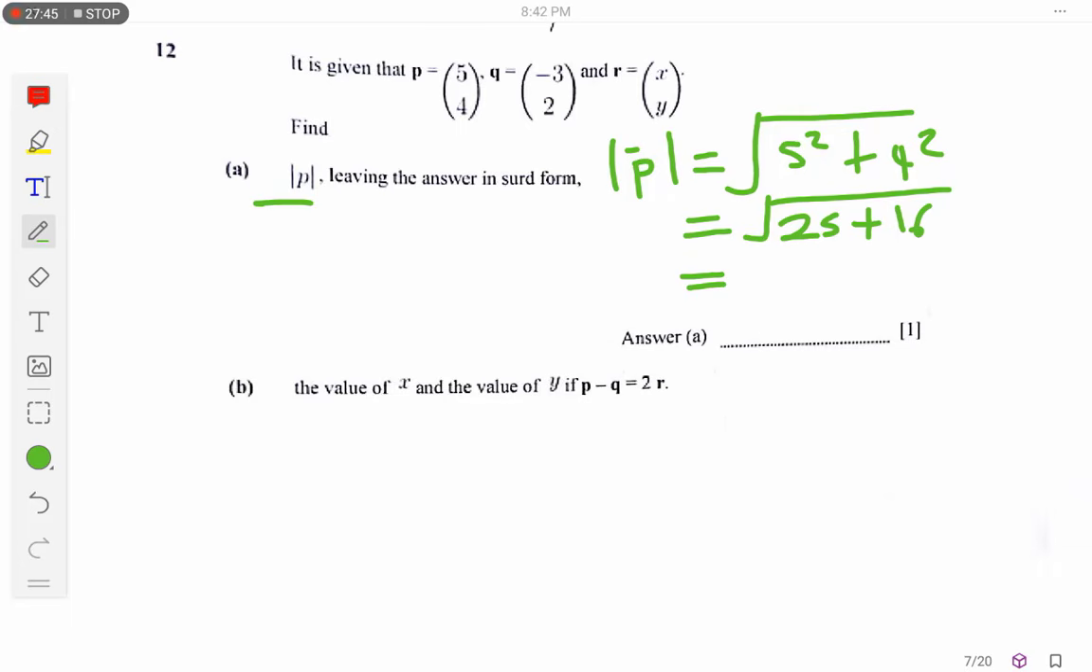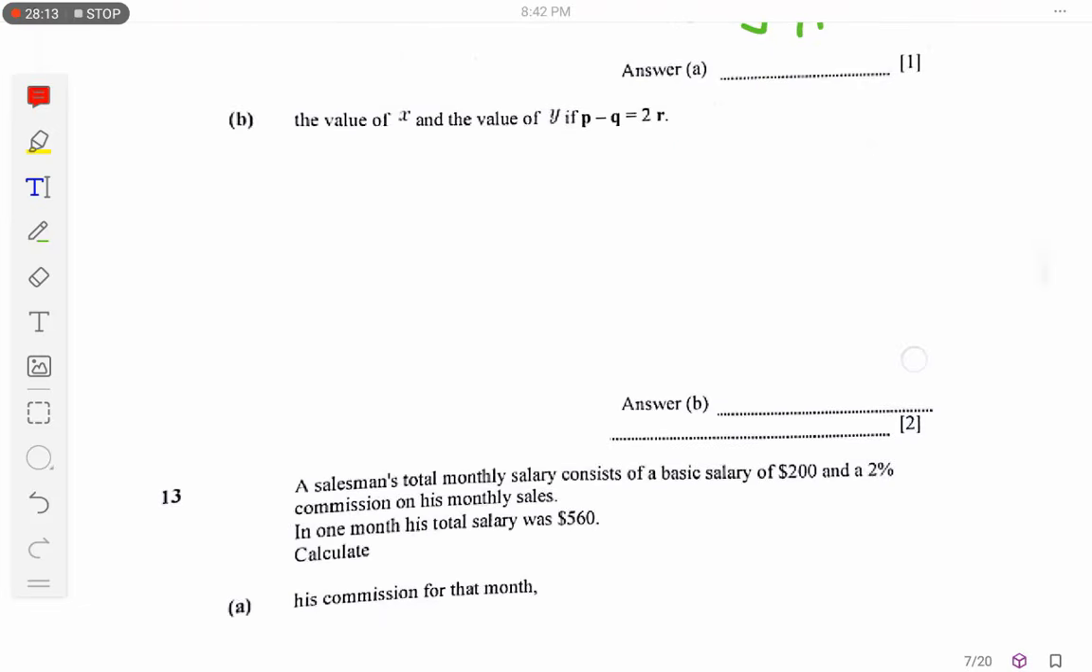So this is going to be equal to 16 plus 25. If we add 16 plus 25, we get 41. So this is going to be the square root of 41. Do we have factors that can go into 41? No, so we can leave our answer as the square root of 41. That's the surd form that they are asking us. Okay, let's move on to the next question.